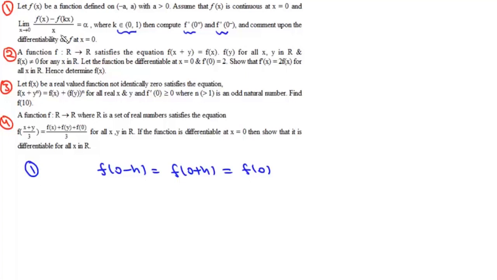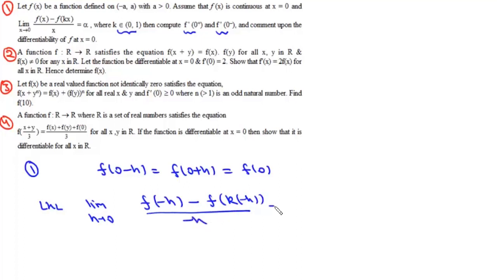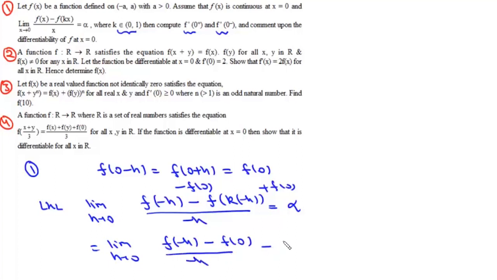Now, what we'll do is we'll first solve this limit. If we take its left hand limit, it'll be this limit, h tends to 0, (f(-h) - f(k·(-h)))/(-h), and this value will be alpha. Now we'll subtract f(0) and add f(0). Now we can write this as this limit, h tends to 0, (f(-h) - f(0))/(-h), and then if we take this minus common, it'll be this limit h tends to 0, (f(-kh) - f(0))/(-h), and this is equal to alpha.